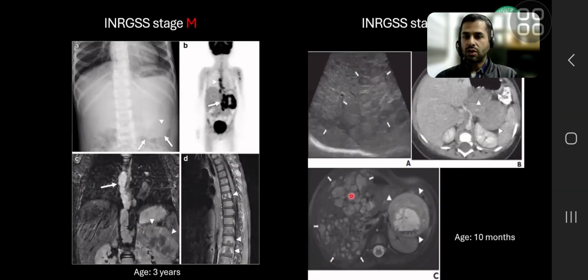So in this case of a left-sided neuroblastoma, there were multiple liver metastases in a 10-month-old. So this was an MS stage. And this was a 3-year-old child, so older than 18 months. This was also a left-sided neuroblastoma. There was thoracic lymphadenopathy and bone metastasis, but this was a stage M based on the age of the patient.